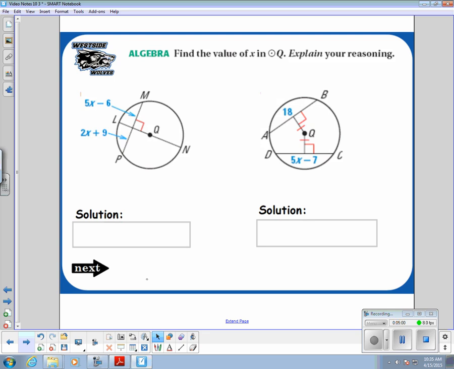So I'm going to do the first one, and you can work on the second one, or you could pause the video and try both of these. So that might be a good idea. Pause the video, try them, and then turn back when you're ready to see the solutions.